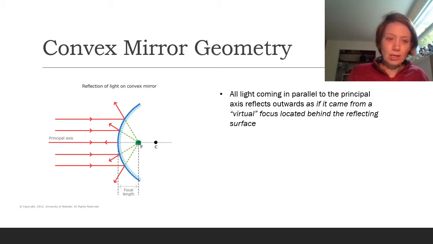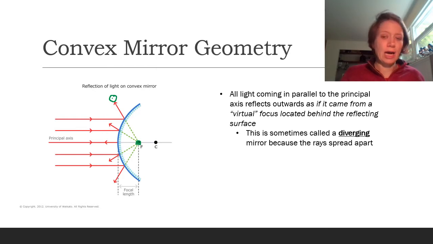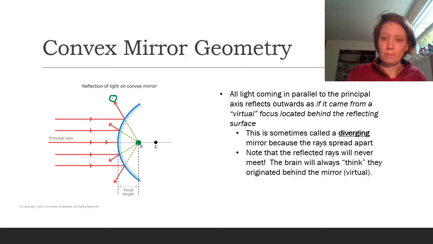So parallel light rays bounce out, and your eyeball, if one of those light rays went into your eyeball, would think that that light ray originated at the focus. This is sometimes called a diverging mirror. The word diverging means to spread apart. And you'll notice that when we get those parallel light rays coming in, they bounce out in all directions and spread apart. One note that I kind of mentioned before, that the reflected rays on this never actually come together again. So this is never going to be able to make a real image because those reflected rays are always going to spread out from each other.